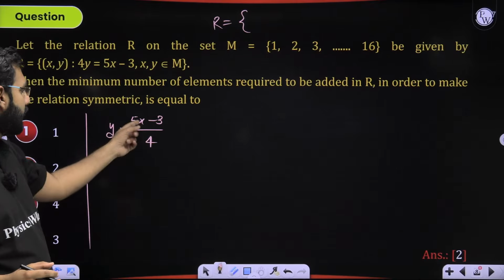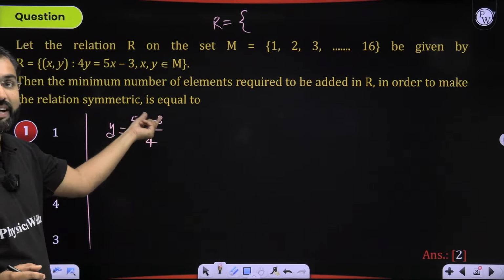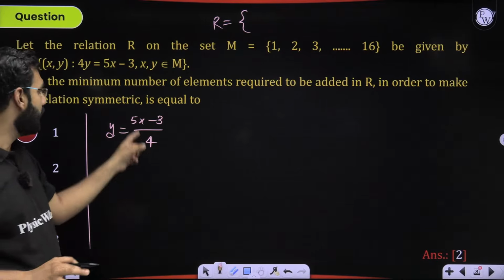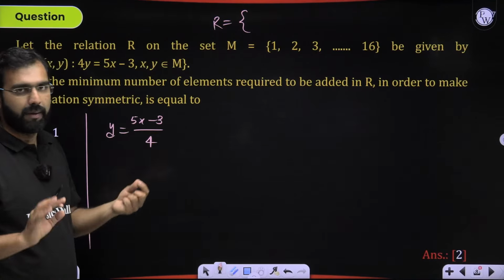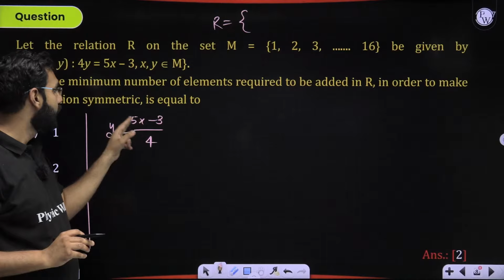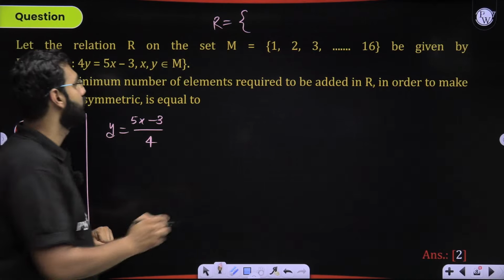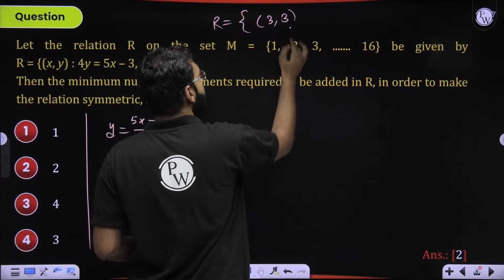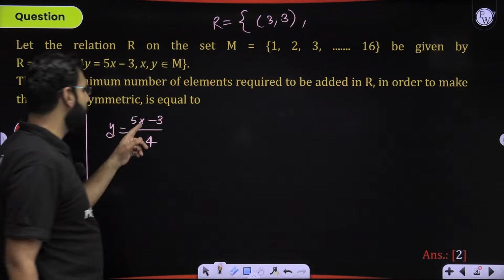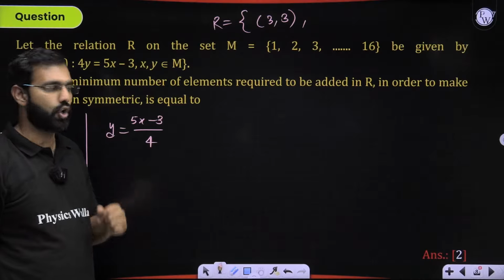If I put 1 here, 1 into 5 is 5 minus 3, that is 2 by 4. That is not a natural number. If I put 2 here, 10 minus 3 is 7 by 4, not a natural number. If I put 3 here, 15 minus 3 is 12, and 12 by 4 is 3. So 3 comma 3 will be there, because 3 comma 3 belongs to M. Then if I put 4 here, 20 minus 3, not possible.